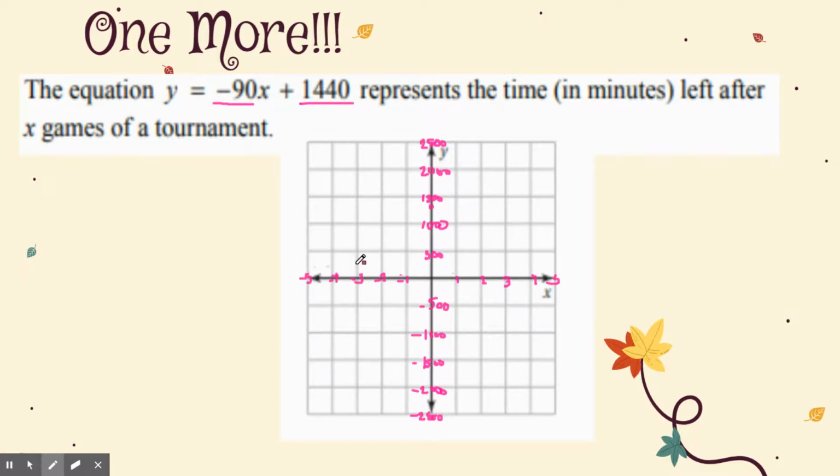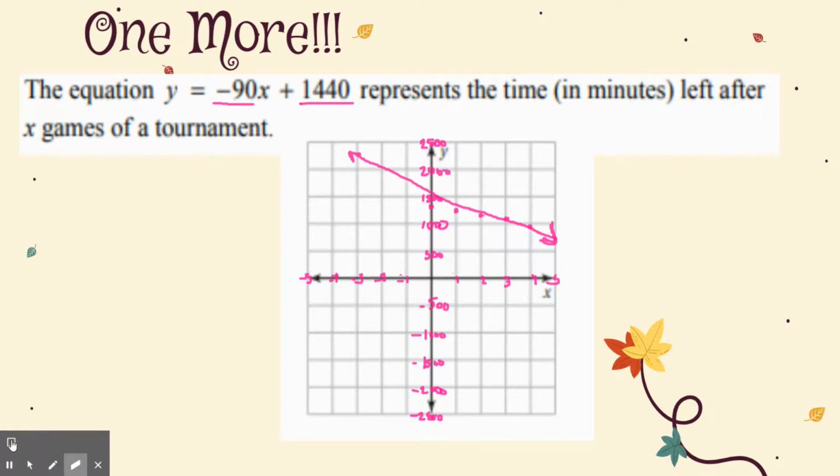So after 1 minute, we've gone down 90. So I'm going to go down 90 right here. That's going to give me about 1,300. After 2 minutes, we're down to about 1,200. After 3 minutes, we're down to about 1,100. After 4 minutes, we're down around here. And now I can draw my line. So this is going to be my line. And I'm ready to continue forward.